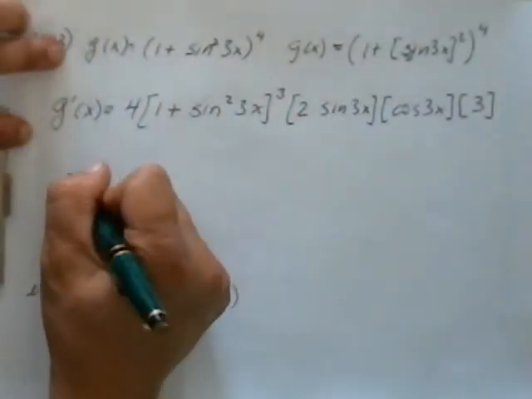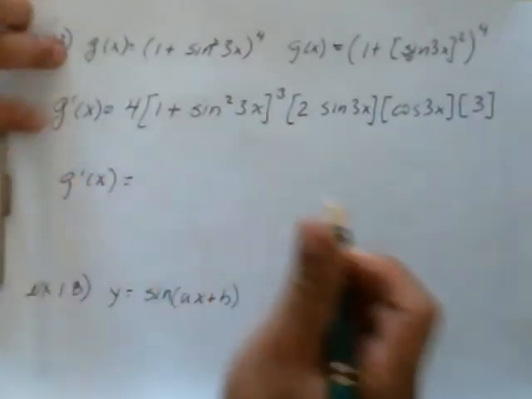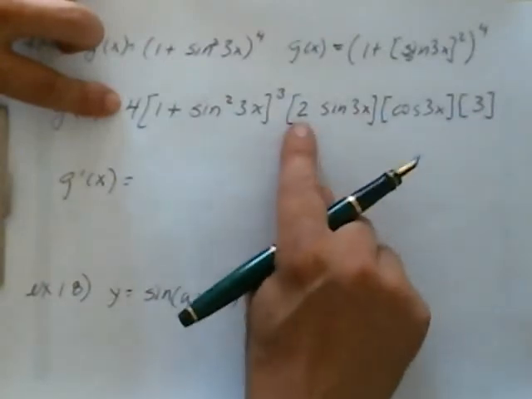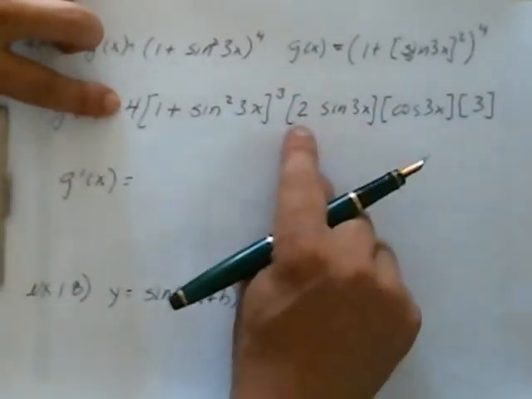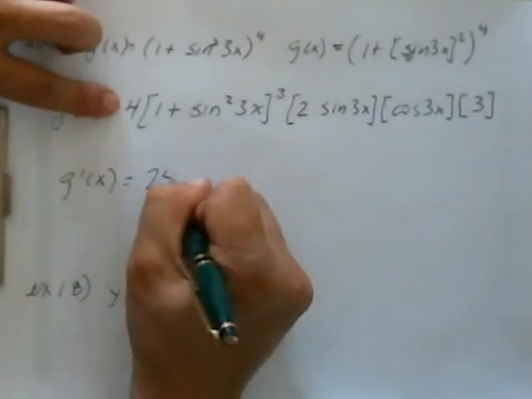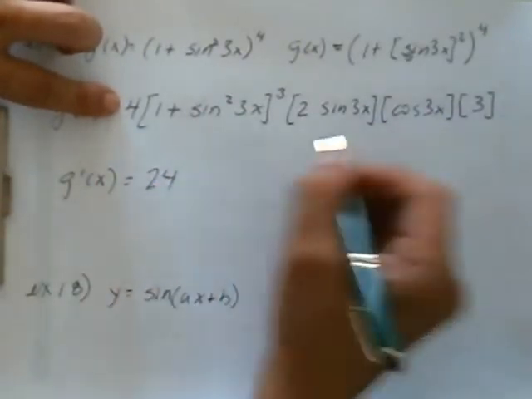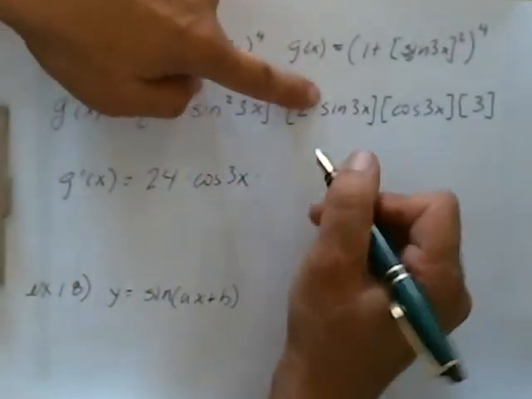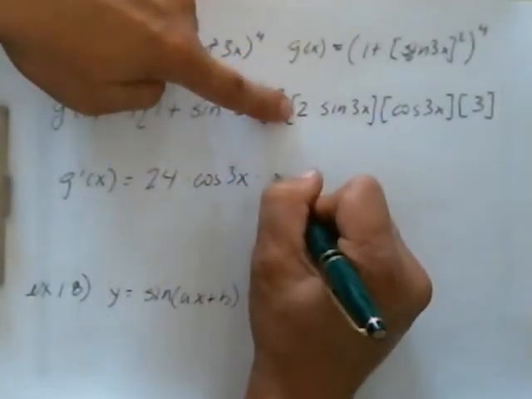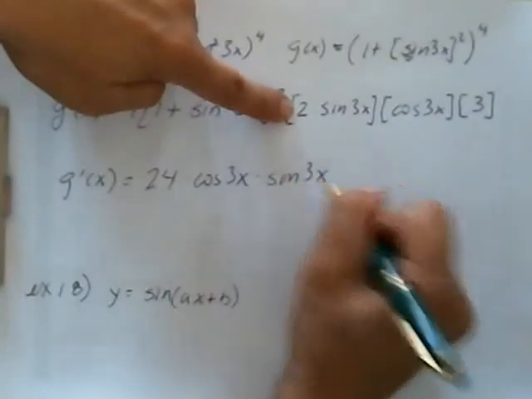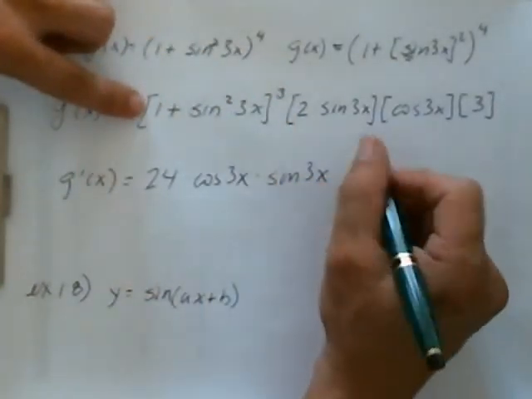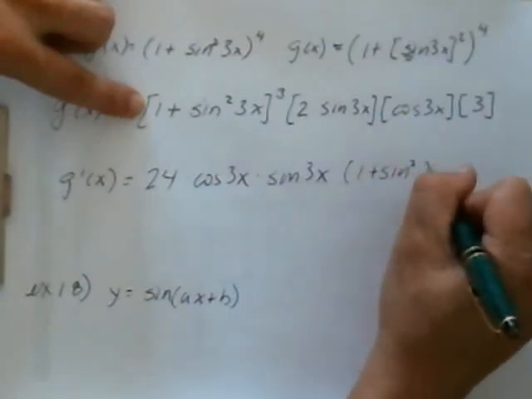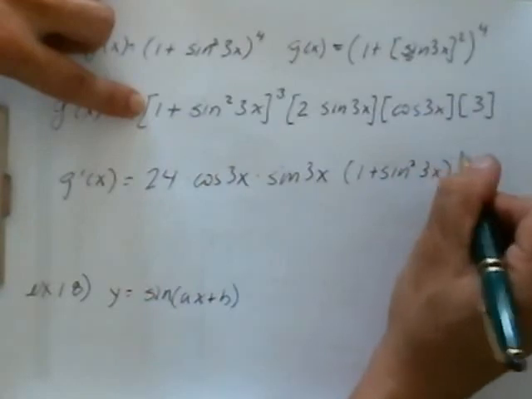Let's rewrite this really neatly. G prime of x. I will always write the coefficients first. 3 times 2 times 4. That's 6 times 4 is 24. And then I'm going to write this factor first. Times cosine of 3x. Times this right there. We already took out the 2. So sine of 3x. Times this portion right there. 1 plus sine squared of 3x to the third power.